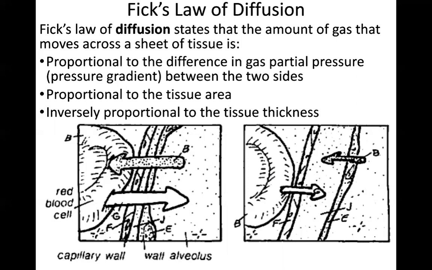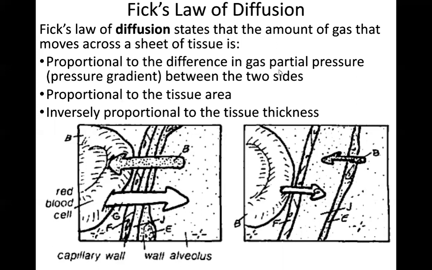Third law, we call this Fick's law of diffusion, which is specific to diffusion, hence the name. It states that the amount of gas that moves across a sheet of tissue, or we could say the amount of gas that diffuses across a sheet of tissue, is related to three things. Two of which it's proportional to, one it's inversely proportional to.